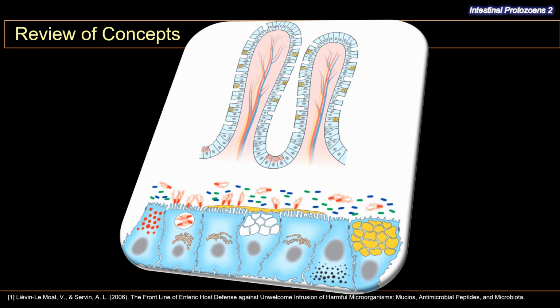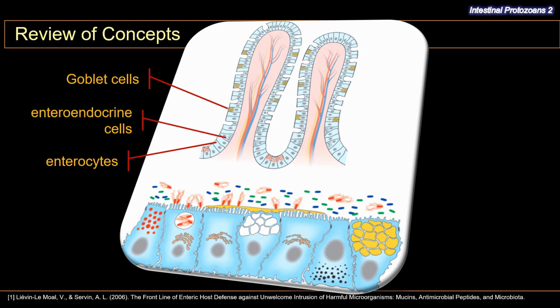I'd like to cite and quote Levin, Lemoyle, and Servin in 2006. The top image shows the organization of intestinal crypts and villus cells. Epithelial cells migrate up the crypt where they undergo differentiation, acquiring specific intestinal functions of absorption and secretion. Three cell types differentiate as they migrate: the predominant enterocytes, the mucus-secreting goblet cells, and the peptide hormone-secreting enteroendocrine cells. The bottom image shows the assembly of the polarized epithelial cell types.